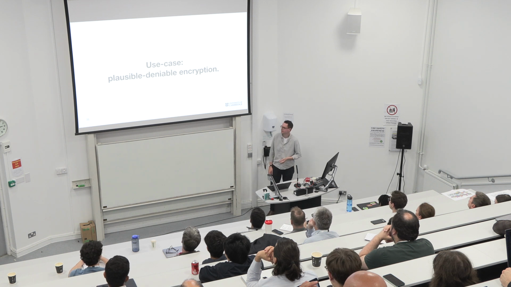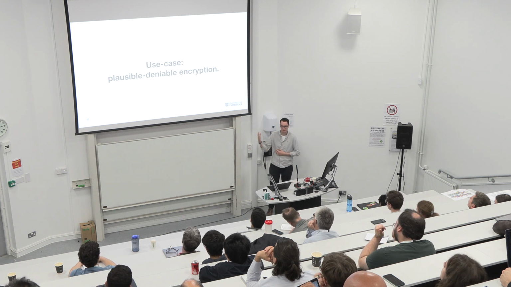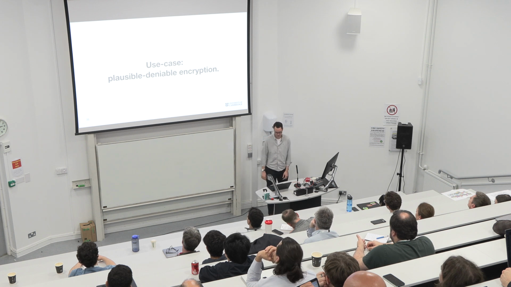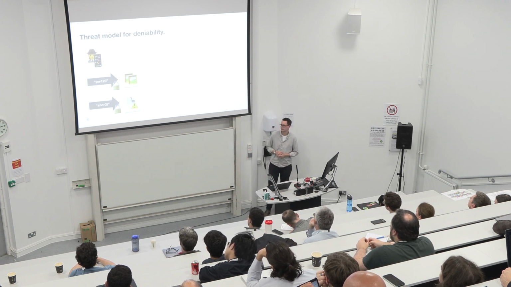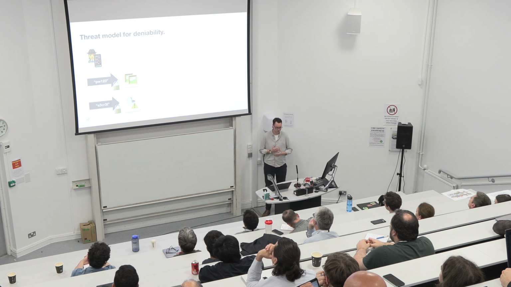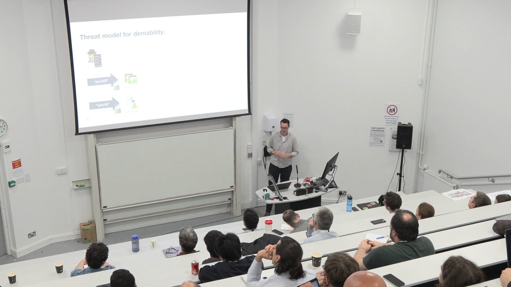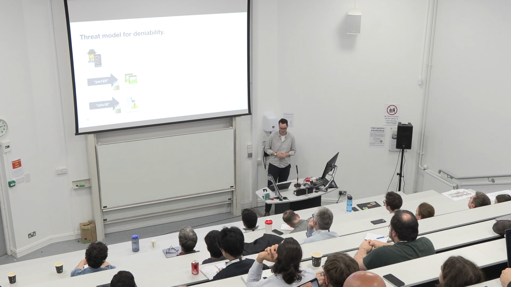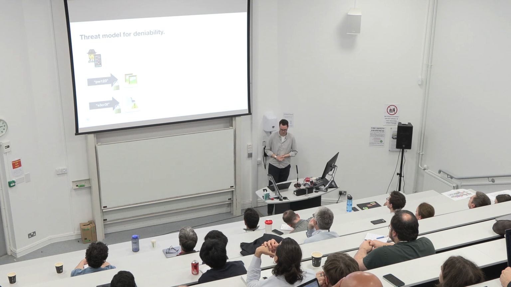So why do we need this? Why are we interested in local password authentication? One really interesting use case is plausible deniability encryption. And the threat model on a high level is, for instance, like this. You have a journalist who has some sensitive documents on their phone. And they have a benign password that unlocks some landscape photographs, and then they have the secret password that gives access to the sensitive documents.